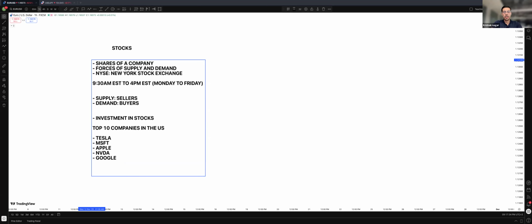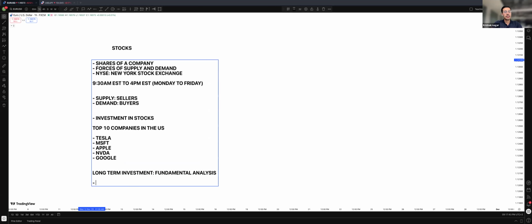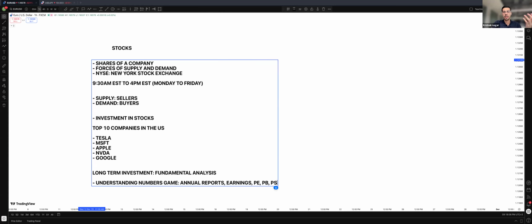Now, when you look at the stock market, long-term investment is more of fundamental analysis. What is fundamental analysis? Understanding numbers. Fundamental analysis is more of a numbers game. You look at the annual reports of a company. You look at earnings, whether they are negative or positive. You look at the PE ratio, price to earnings ratio, the PB ratio, price to book ratio, the PS ratio, price to sales ratio. You look at a lot of ratios like this, right? Meaning that it is always a numbers game.